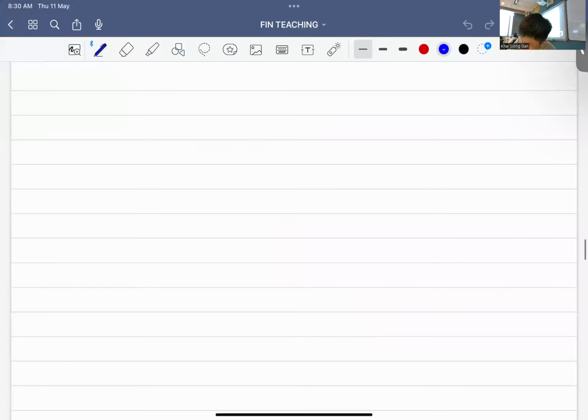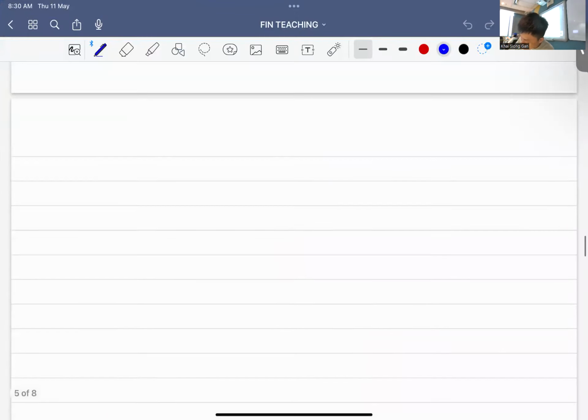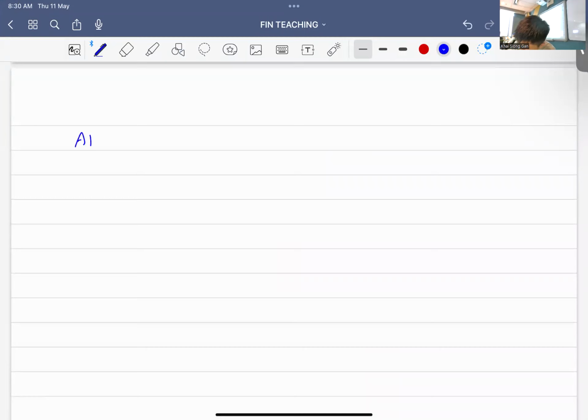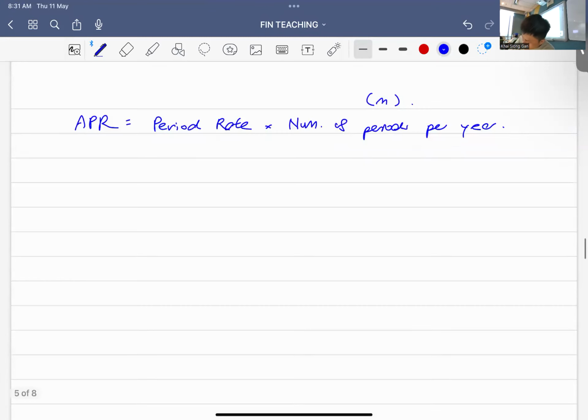Okay, so first of all, just now we learned about APR equals the period rate times the number of periods per year, which I can call M. Now I want to calculate EAR. How do I calculate EAR? In your financial calculator, EAR is called effective annual interest, or EFF.